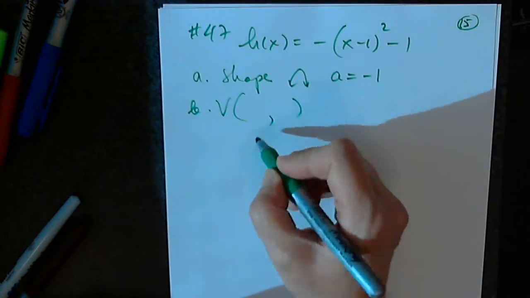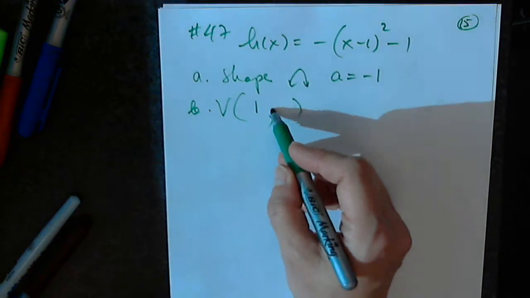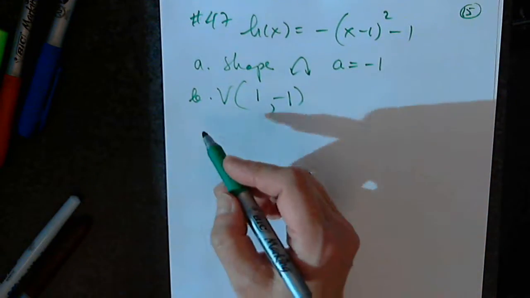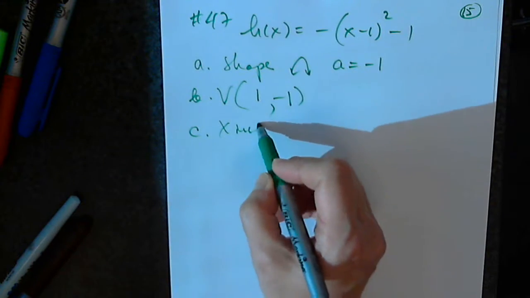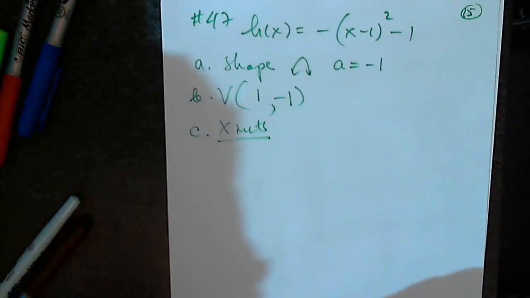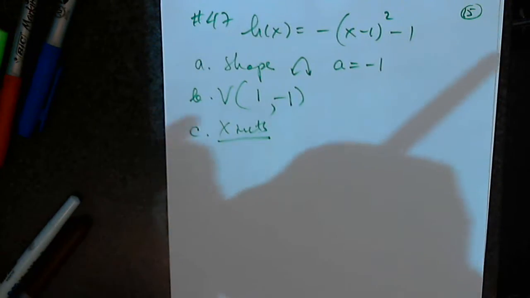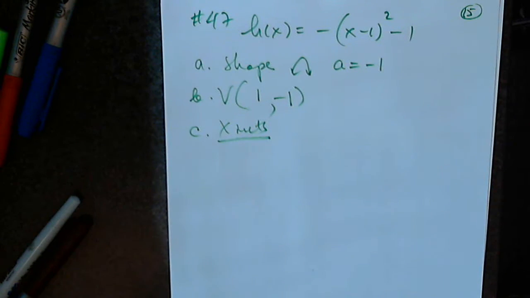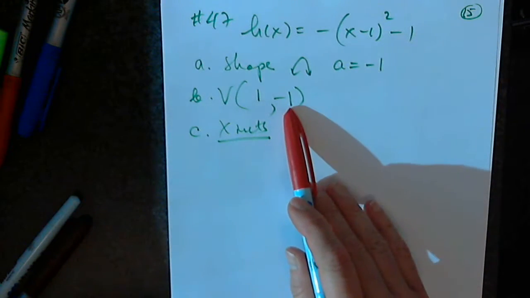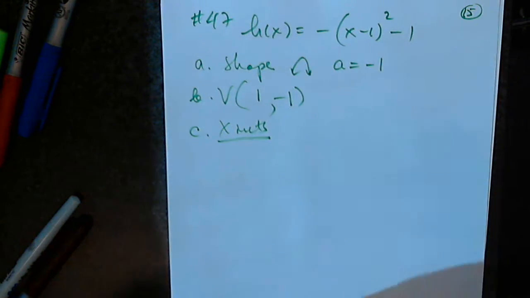B, now you can give me the vertex right away. Very good, excellent. And then C, x-intercepts, if they exist. Analyze and tell me if they exist, because if they don't, I don't want to waste my time. They do? The maximum value is a negative number. Do they exist? No. No, none.